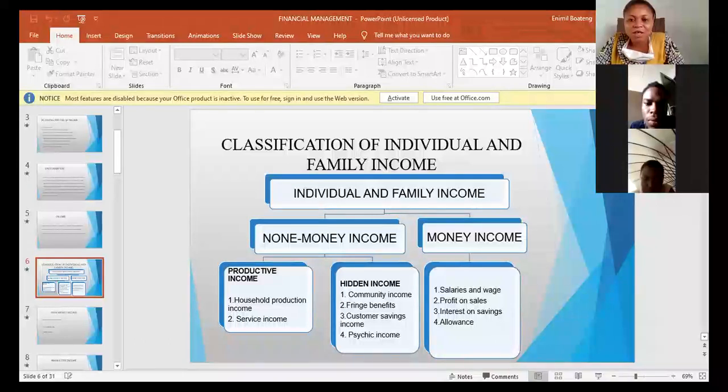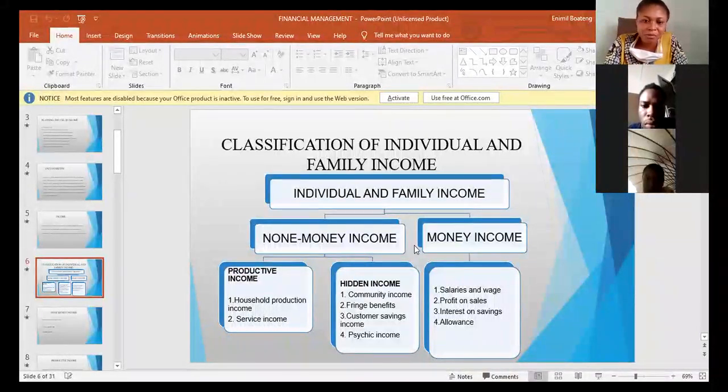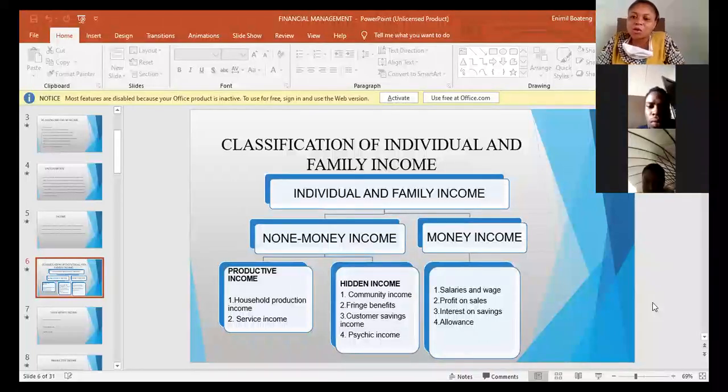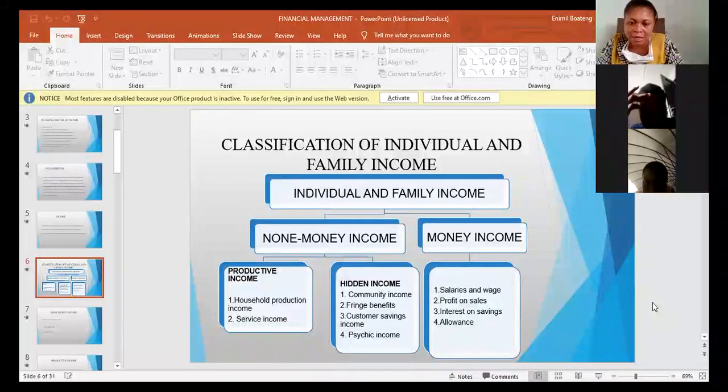Now, classification of individual and family income. We can classify income under money income and non-money income. When we talk about money income, that's what Michael used in his example. Money income has to do with the physical cash, and we earn this through salaries and wages, profit on sales, interest on savings, and allowances. These are what we call money income. And then the non-money income, we have two categories: the productive income and the hidden income.